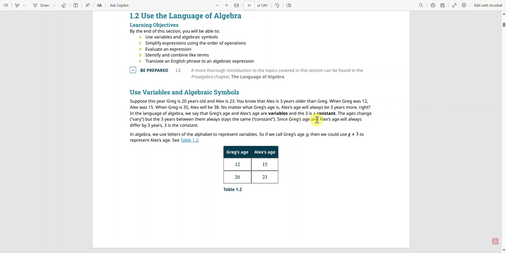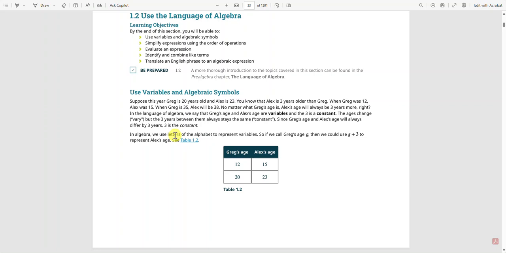Since Greg's age and Alex's age will always differ by 3 years, 3 is the constant. In algebra, we use letters of the alphabet to represent variables. Now, why would we do that? Why would we use letters of the alphabet to represent variables? Because they can change.